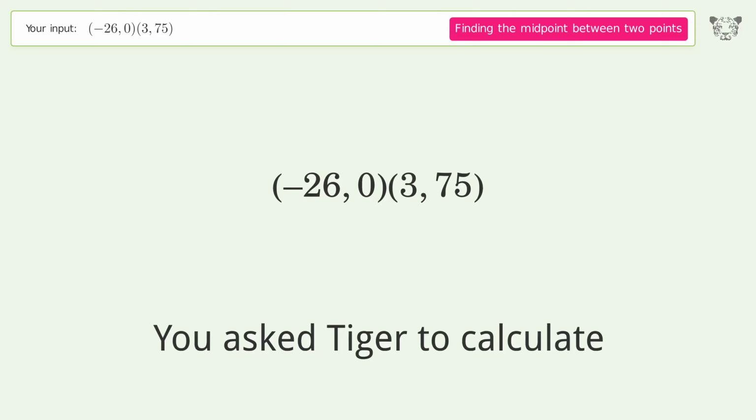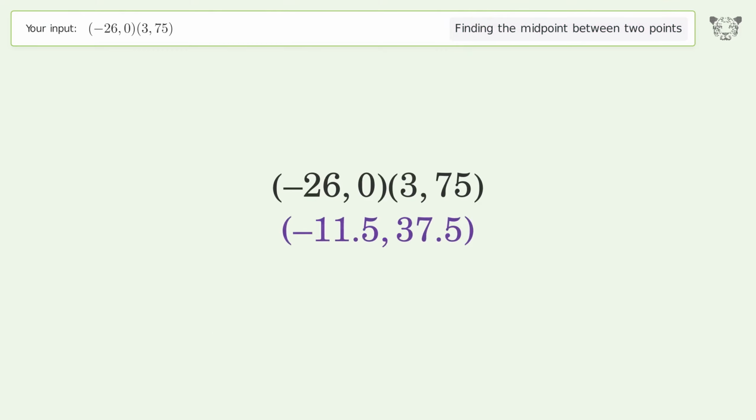You ask Tiger to calculate. This deals with finding the midpoint between 2 points. The midpoint between the 2 points is negative 11.5, 37.5. Let's solve it step by step. Plot the 2 points and calculate the midpoint using the formula.